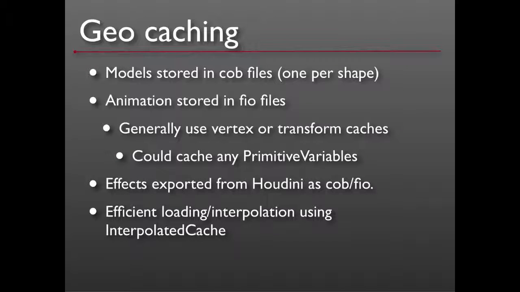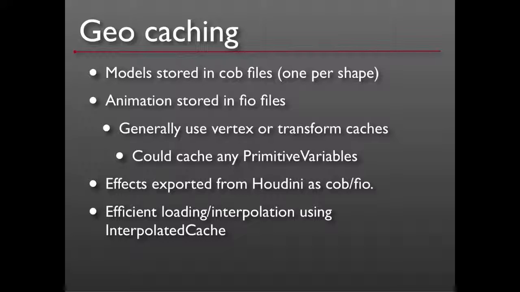So this is just a quick overview of how we do our geocaching. COBS is a Cortex object file, and FIO is a file index IO file. Generally, we store our models as COBS, one per shape. The models in anim are cached from Maya using our asset management system, which is also built on Cortex, that we don't talk about in the talk much. Generally, we're doing vertex and transform caches, but you could cache any data you wanted as long as it's on there.